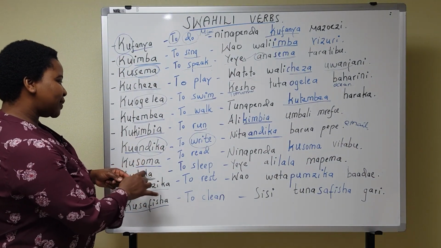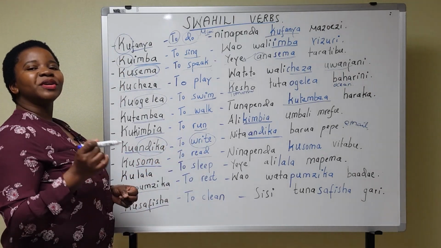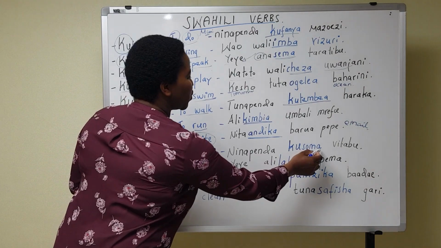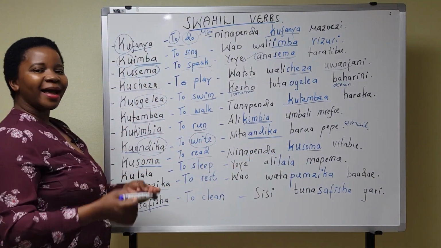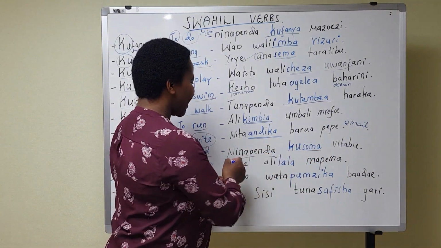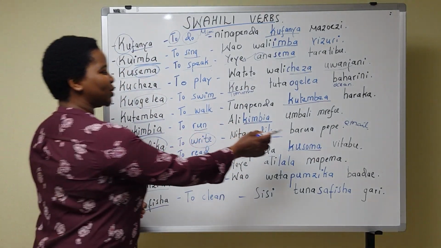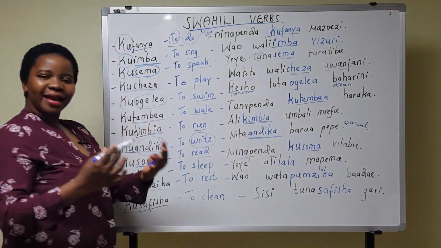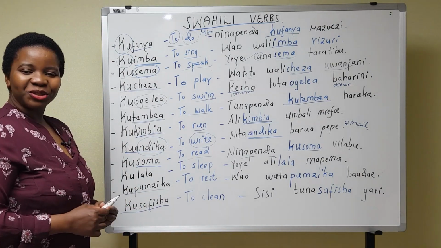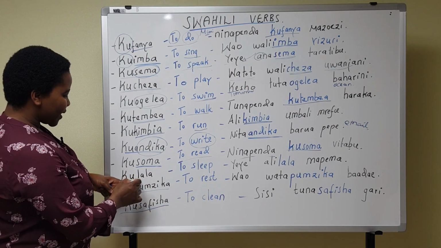Another example says kusoma, which is to read. Ninapenda kusoma vitabu. Kusoma is to read. I like to read books. Vitabu is books, okay? Ninapenda, I like. Kusoma, to read. Ninapenda kusoma vitabu. I like to read books. Okay? Very good. I hope we are together, right? Vizuri sana.